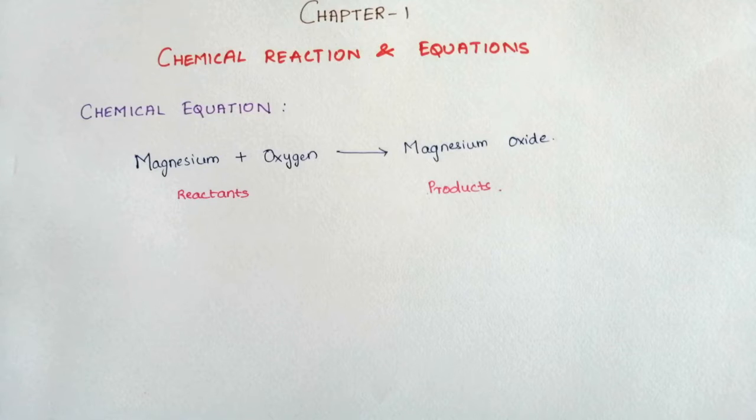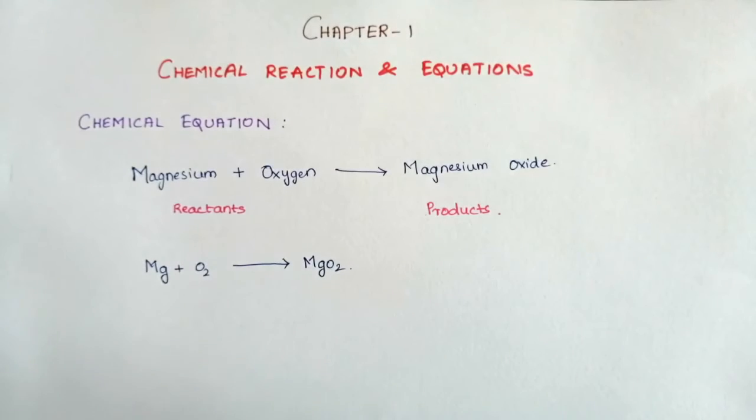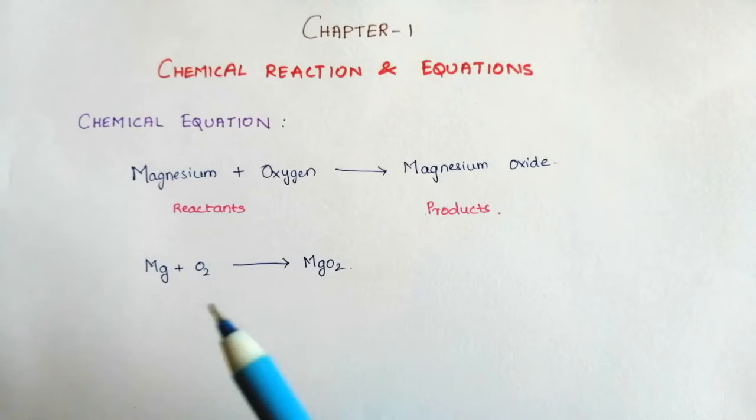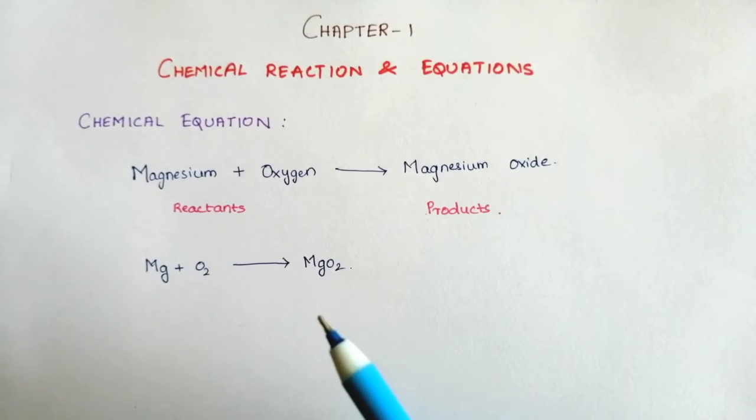In order to make it much simpler and shorter, you use chemical formulae instead of words. Like in place of magnesium you write Mg, in place of oxygen you write O2. That form of chemical equation is known as the skeletal form of the chemical equation. For example, magnesium is written as Mg, oxygen is written as O2. These two are reacting to form magnesium oxide. This is the shorter form of chemical equation used to represent a chemical reaction.